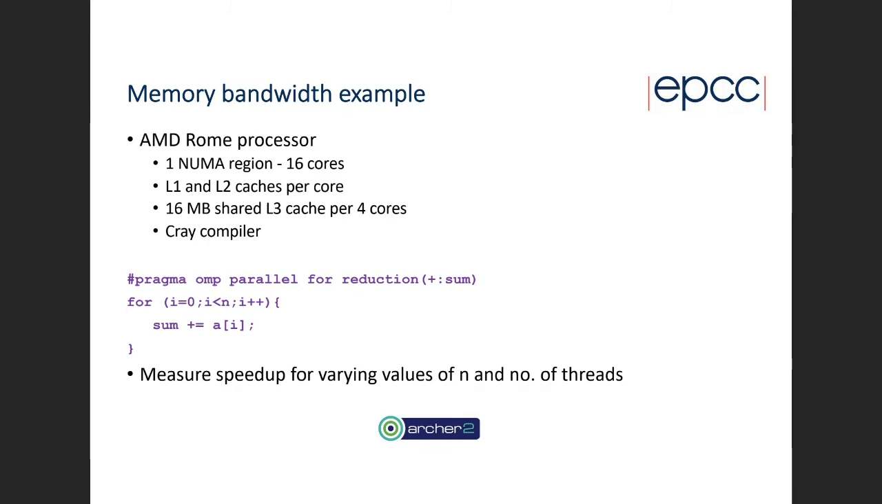It's a bit of a case of summation. Okay, so the reduction gives every thread its local copy of sum, which it accumulates into, and then they're added up together at the end. The only reason for doing this was to keep the code really simple, so that it's just doing reads. If you did a vector copy or something, you would see something very similar as well.